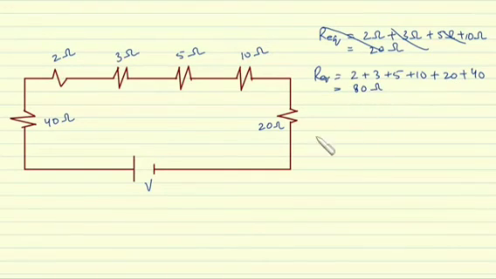This will be our new equivalent resistance, which means that if we replace all these resistors with a single resistance of 80 ohm, then that circuit and this circuit will be exactly the same. Now I think that we have done enough practice on series circuits. Now let's move on to parallel circuits.